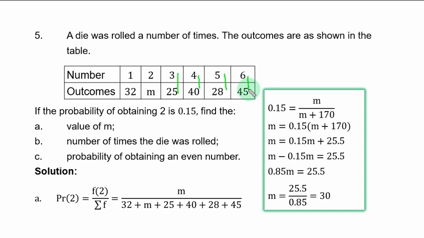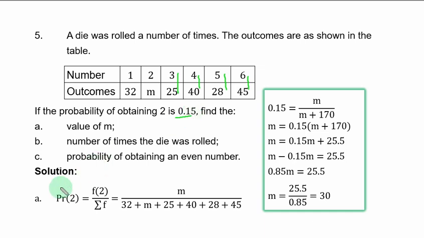If the probability of obtaining 2 is 0.15, find: A part, the value of m. B part, the number of times the die was rolled. C part, the probability of obtaining an even number. This question is from experimental probability, and as such we are interested in the frequency of each outcome or number as the case may be.